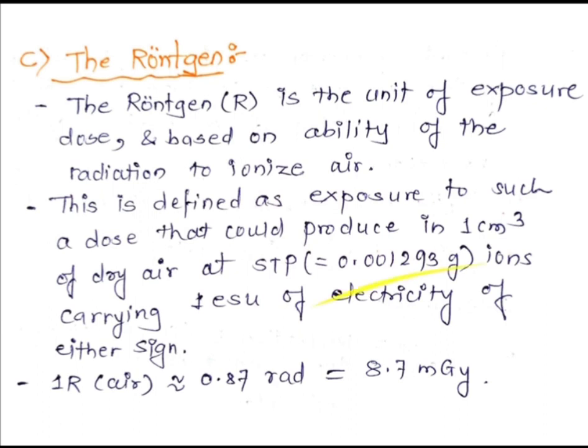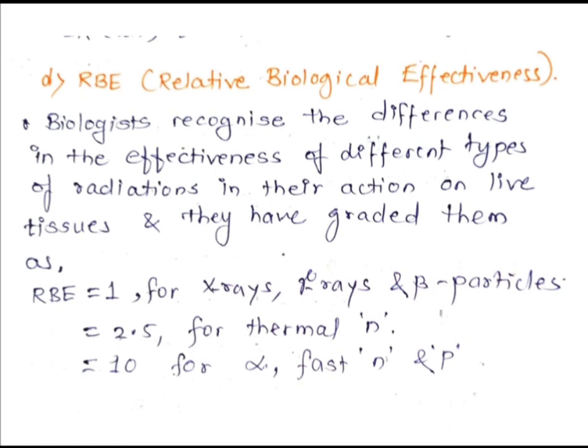So we will see the fourth unit, that is RBE. Here the long form of RBE is relative biological effectiveness. Biologists recognize the difference in the effectiveness of the different types of radiations in their action on live tissues, and they have graded them as RBE.